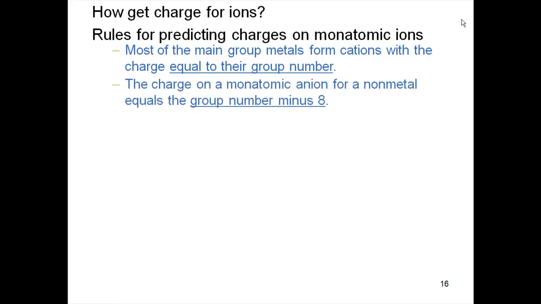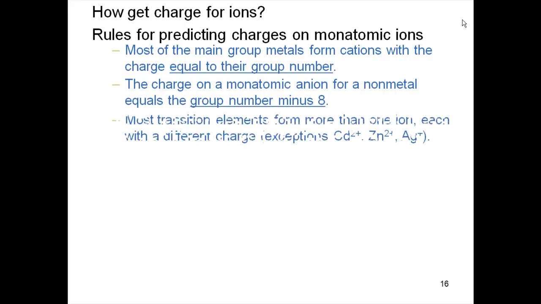The charge on the monatomic anion for a nonmetal equals the group number minus 8. Okay, so typically your anion charge is equal to that group number minus 8. And we're talking about the Roman numerals, not the Arabic numbers on the periodic table. Most transition elements form more than one ion, each with a different charge.